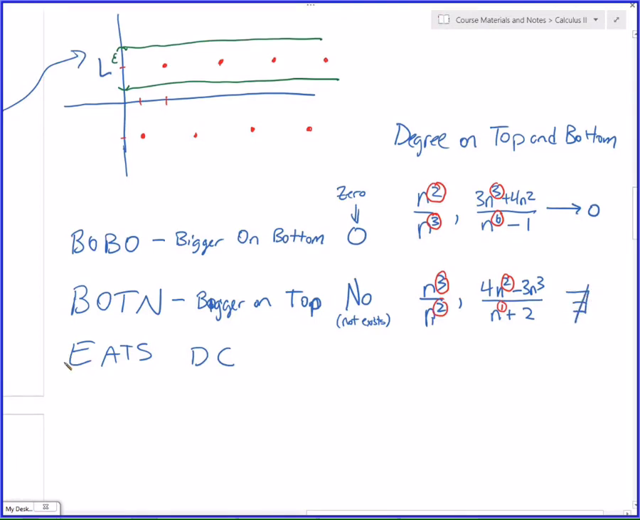No. Bigger on top? No. Bigger on bottom? Bobo? 0. Bigger on top? Button? No. HDC.